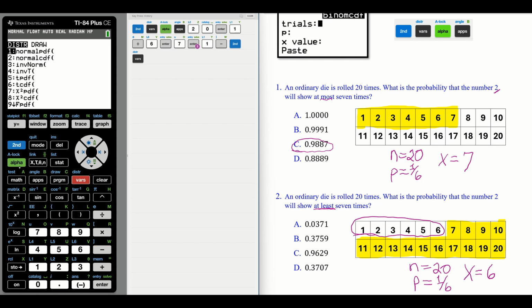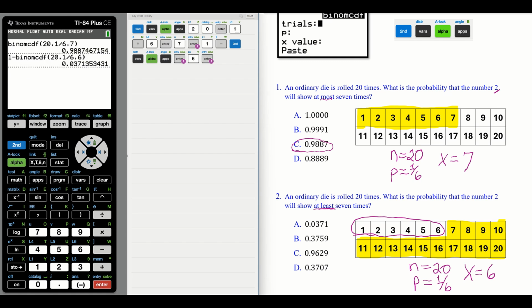Second, vars, alpha, apps. We have 20 still entered, so enter that. 1 out of 6 hasn't changed. But we don't want the 7 trials. We want 6. Our value of 6 is what we're subtracting out. Enter, enter. And our option is A.